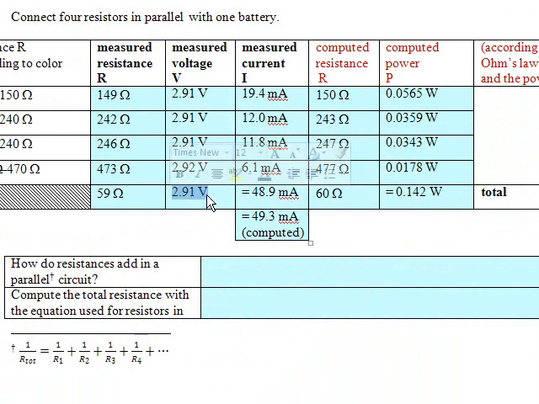By the way, the reason that this one here is 2.91 instead of the former 3.01 is because I had left the circuit on for a few hours and then came back later and noticed, oh, okay, it drained the battery just a little bit.